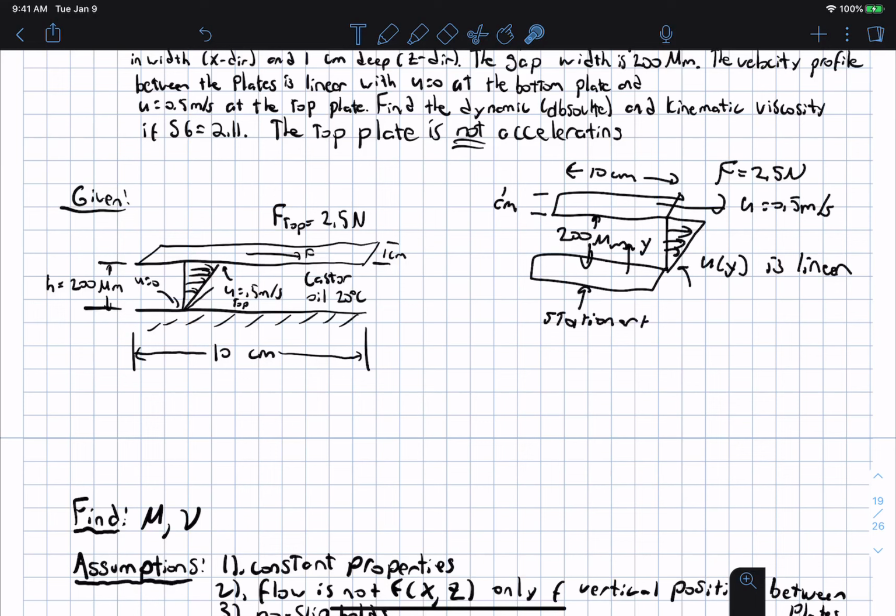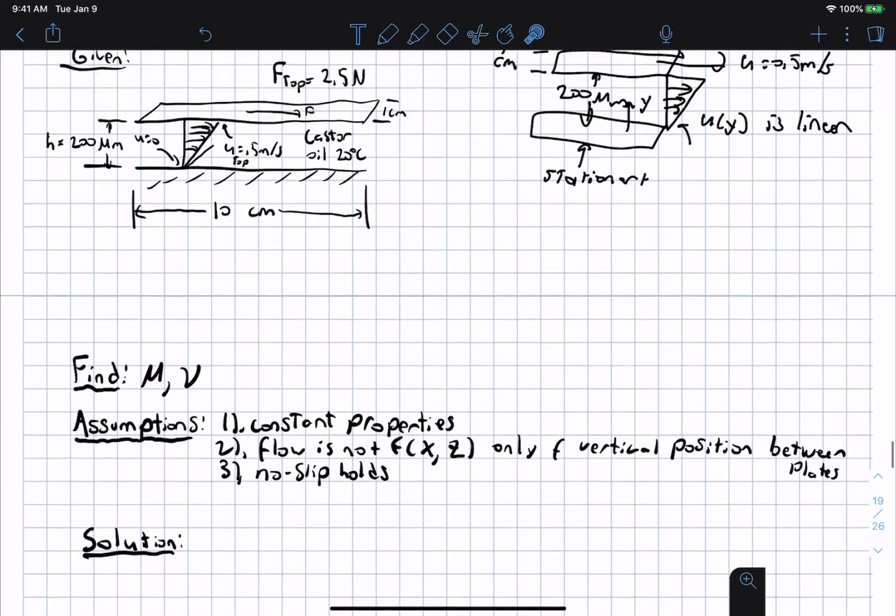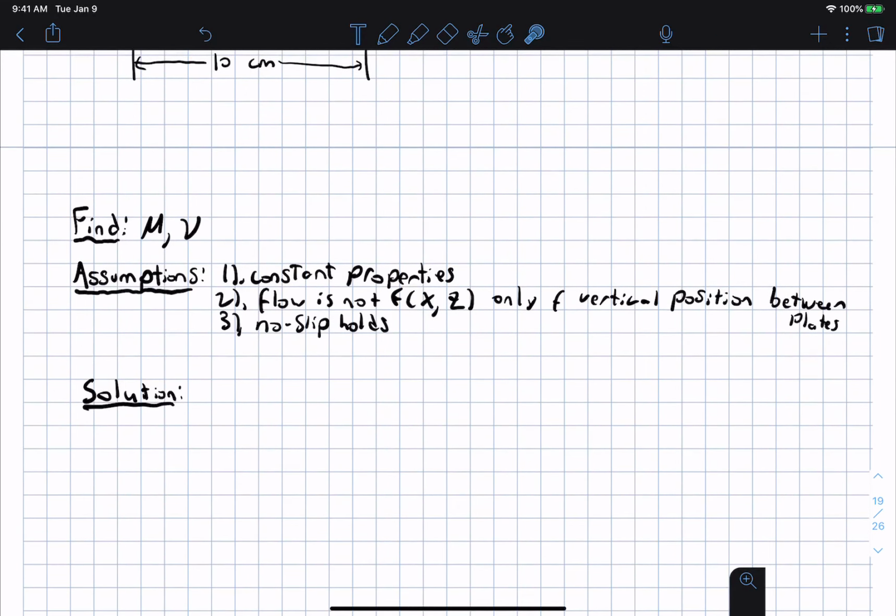The height between the two plates is 200 micrometers. It's 10 centimeters wide and 1 centimeter deep. Okay, and we are asked to find the viscosities.